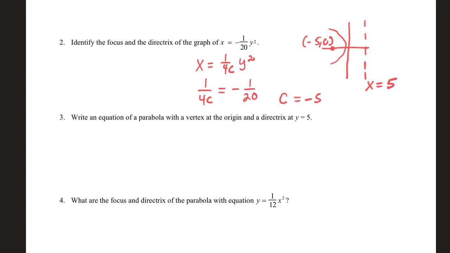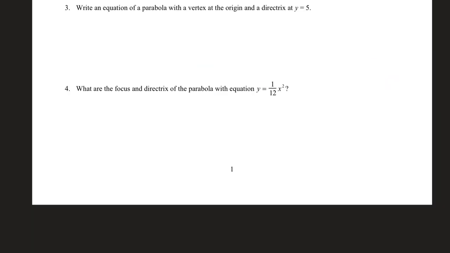Since it's 5 units away from the vertex, it's the same distance from the vertex to the focus as from the vertex to the directrix. Next, it says write an equation of a parabola with a vertex at the origin and a directrix at y equals 5.